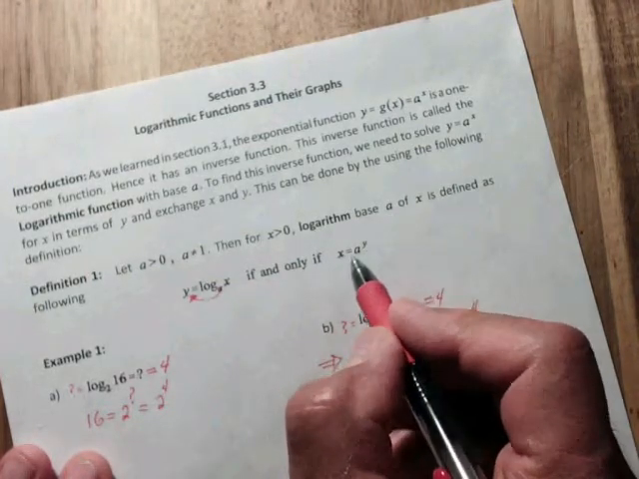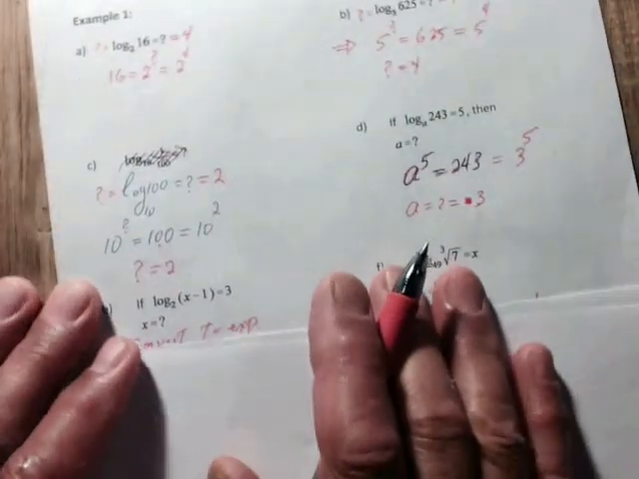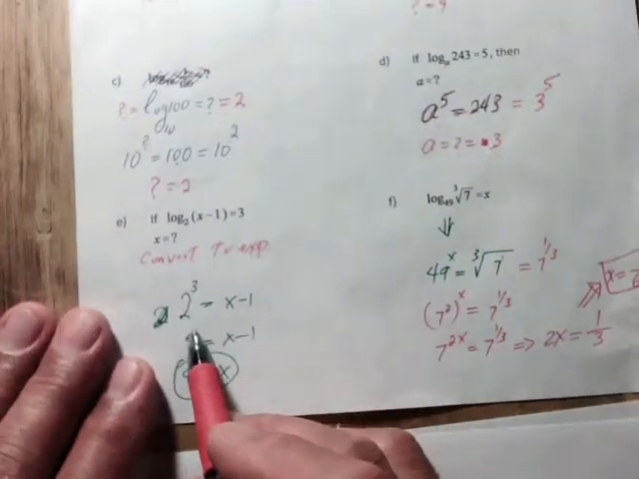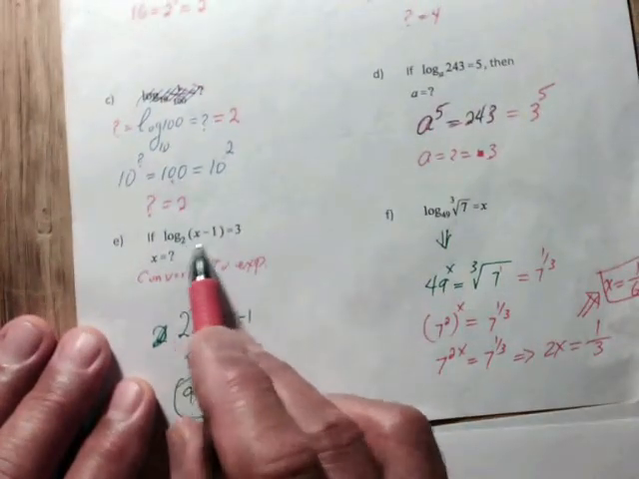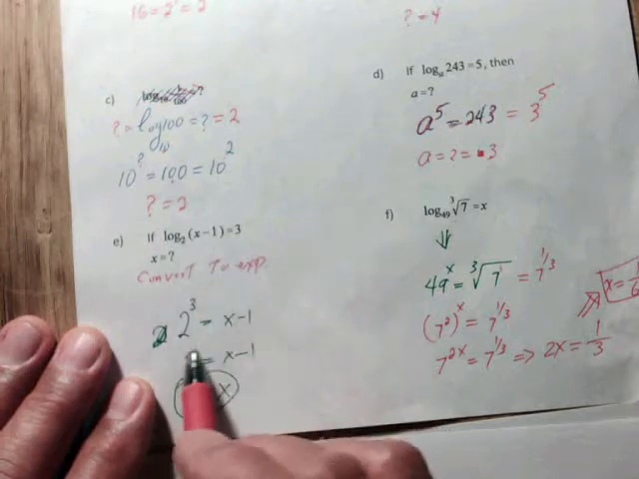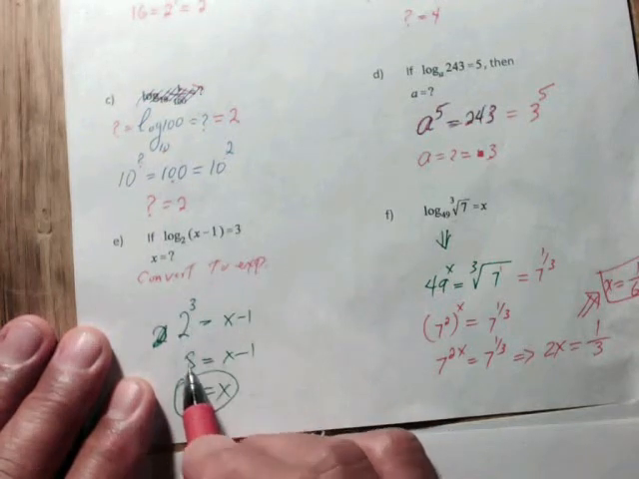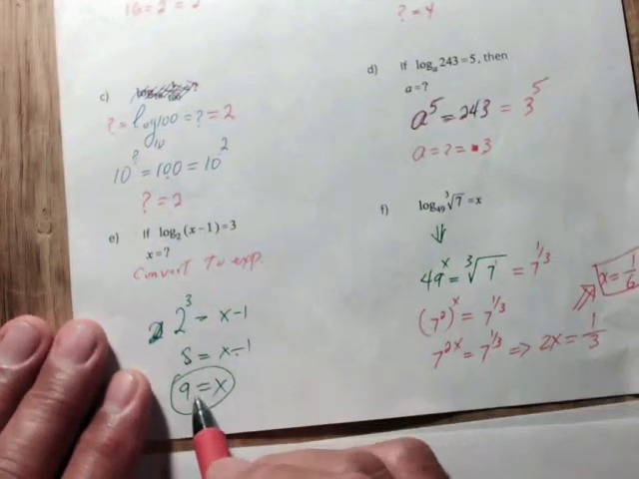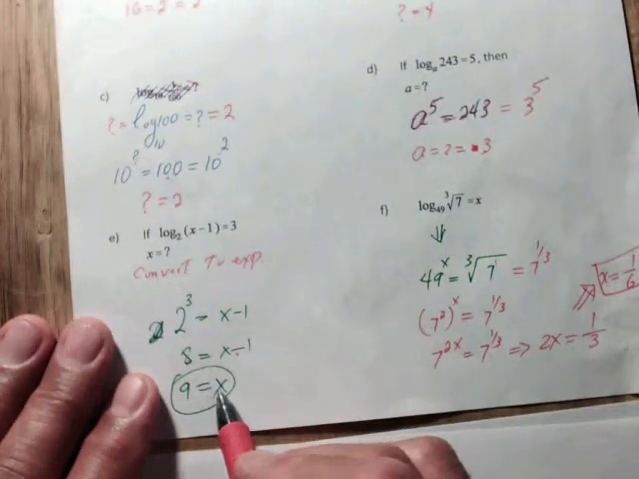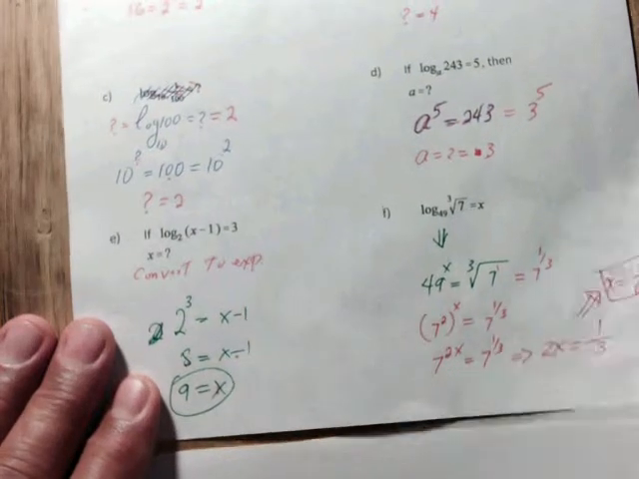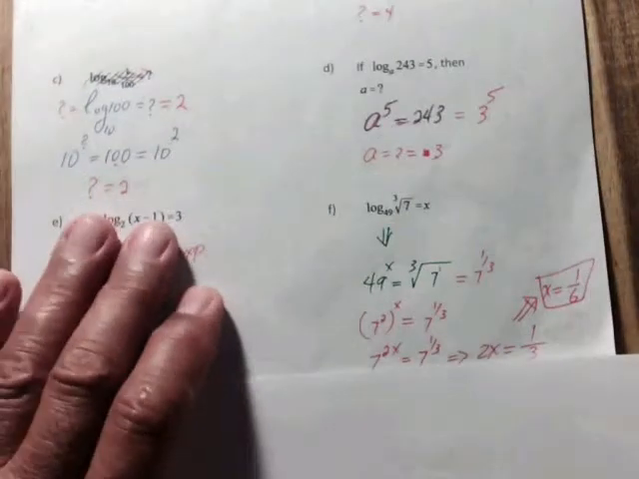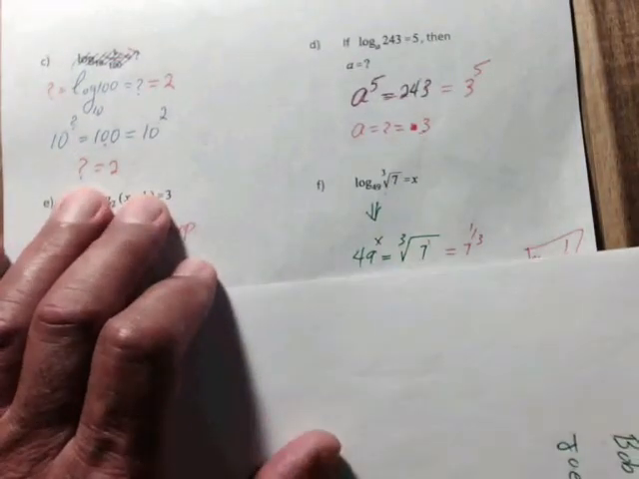Or y is log of x to base a. So if you write that, I write it as 2 to the power 3, this base to the power 3, is equal to x minus 1. 2 to the power 3 is 8. 8 is equal to x minus 1. If you add 1 to both sides, you get x equal to 9.